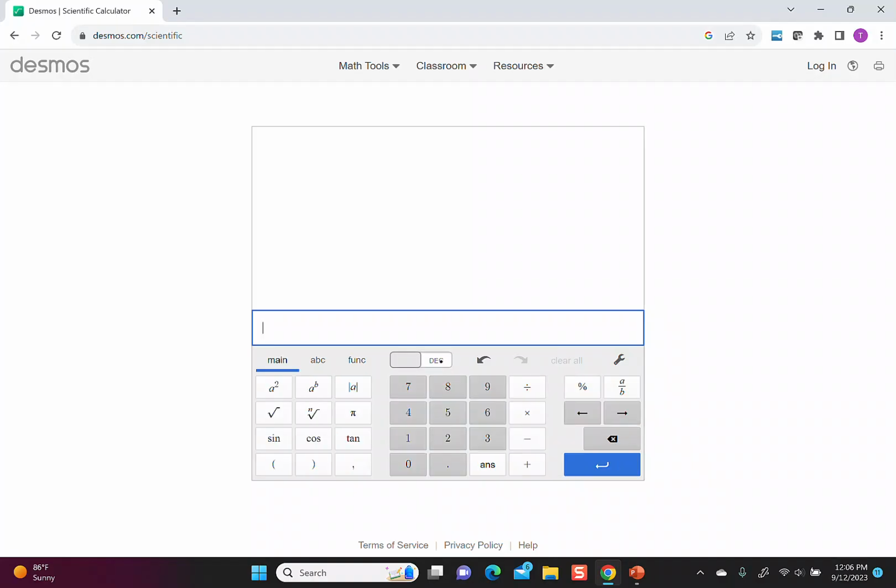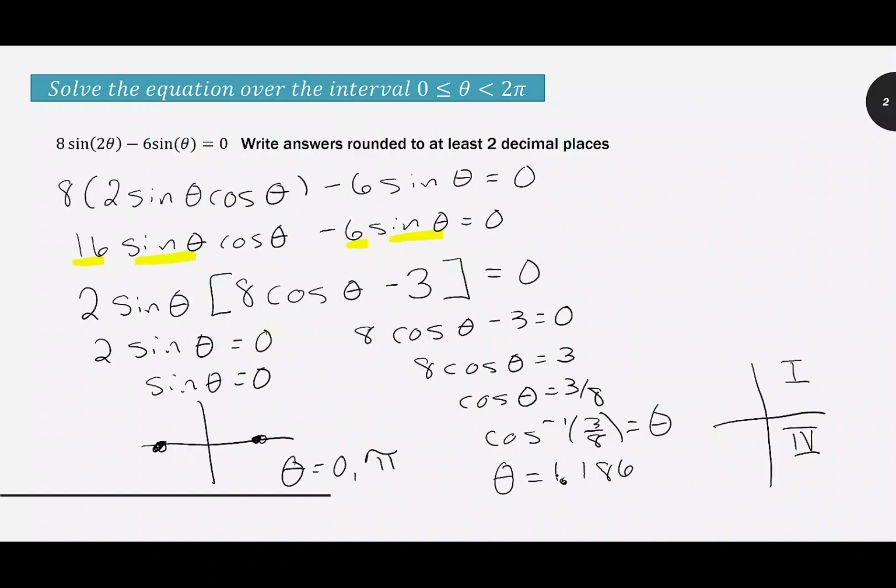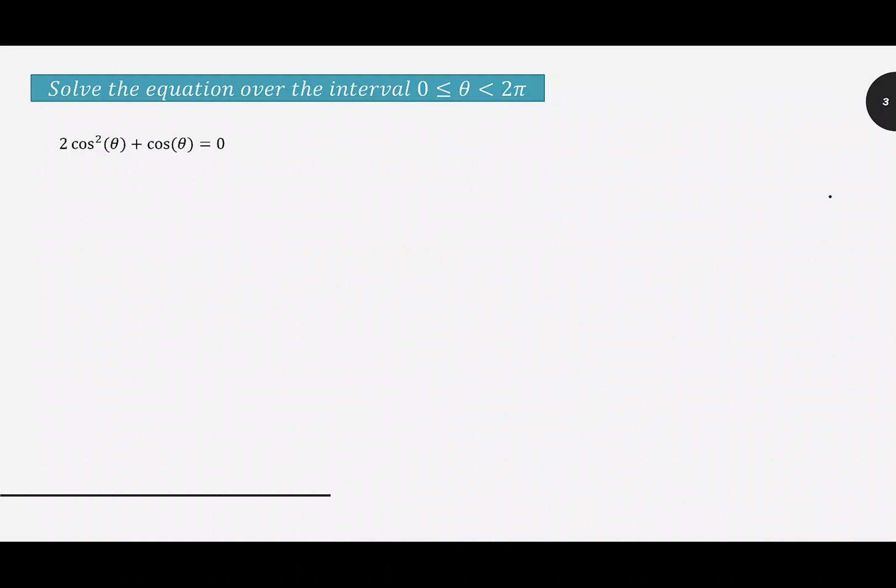So in my calculator, I'm going to first switch to radians. Then I'm going to find the cosine inverse of 3 divided by 8. And it tells me 1.186. 1.186 is in quadrant 1. To find my second value, I'm going to subtract 1.186 from 2 pi. This gives me a value of 5.097. Our four solutions over the interval from 0 to 2 pi will be 0, pi, 1.186, and 5.097.